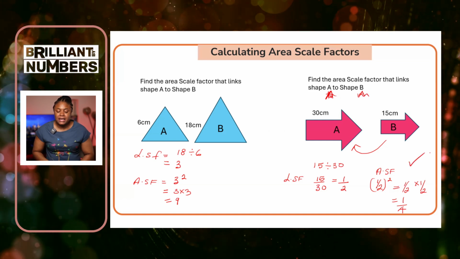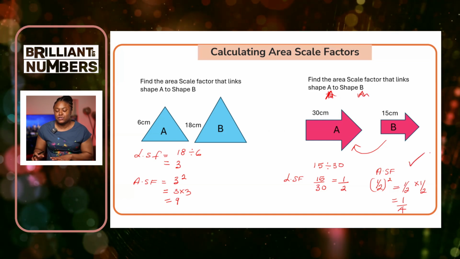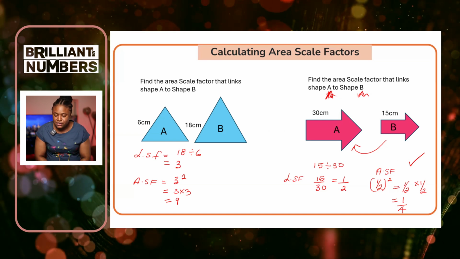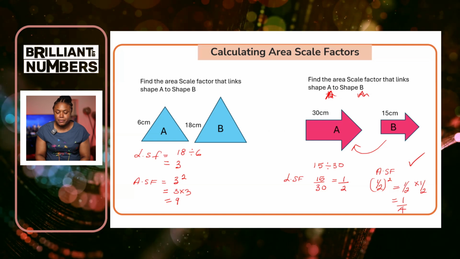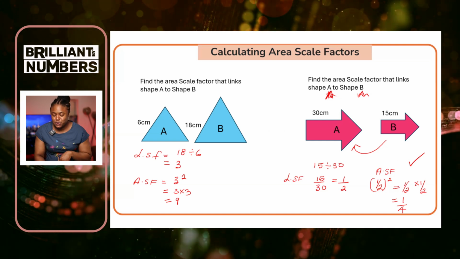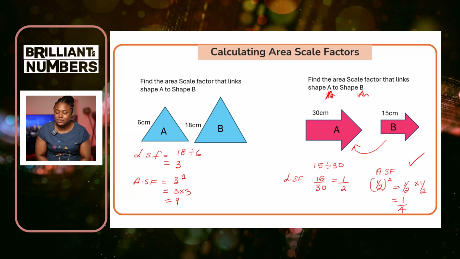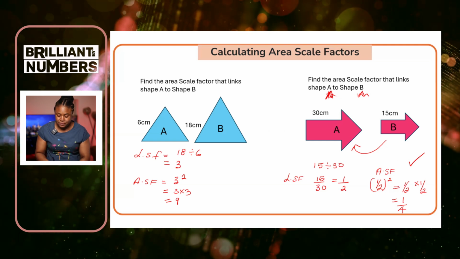So it's going to be from A to B, we're getting smaller. So this working out is correct. The letters were originally okay. So it's from A to B because we're getting smaller. So it would be a quarter for that scale factor.